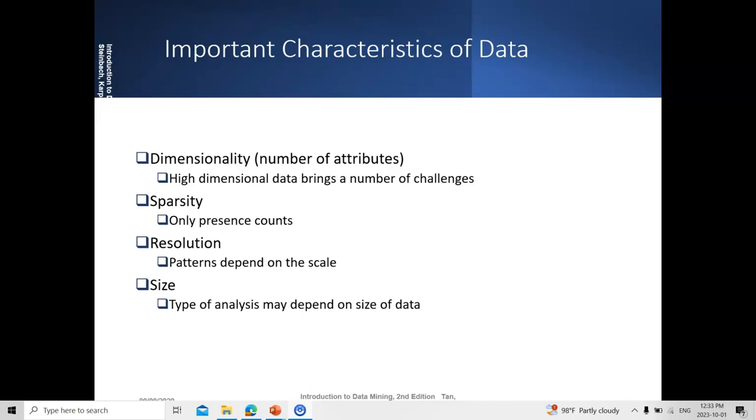Then we have sparsity, which means only the presence counts. Resolution means patterns depend on the scale, if your data depends on a predefined scale. And size means the types of analysis may depend on the size of the data.